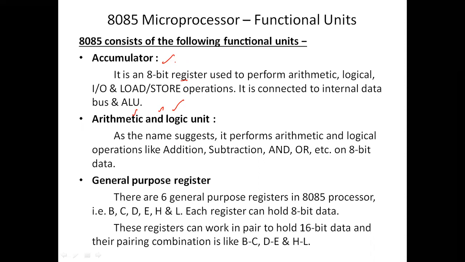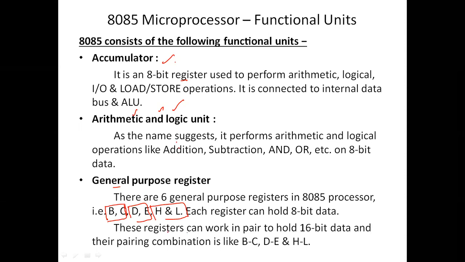When it comes to the general purpose registers, as I have said, B, C, D, E, H, L are the general purpose registers. If they are made into pairs, BC is one pair, DE is one pair, and HL is another pair. These are the pairs which are going to have 16 bits. If single, we are going to have 8 bits.